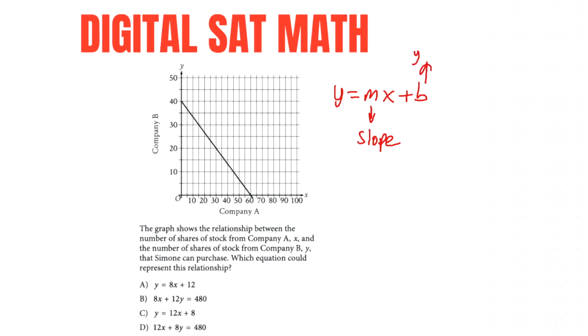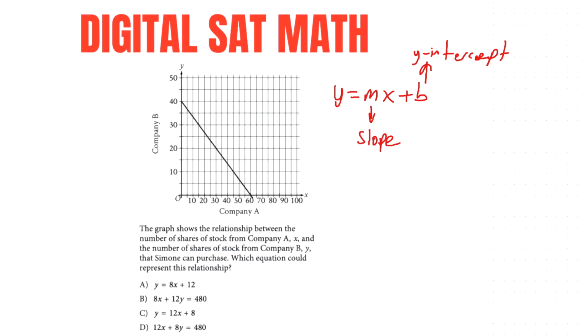In the British curriculum, they don't call it letter b, they call it letter c. If you're studying IB, you may be familiar with that: y equals mx plus c. So that's one way to determine the slope.